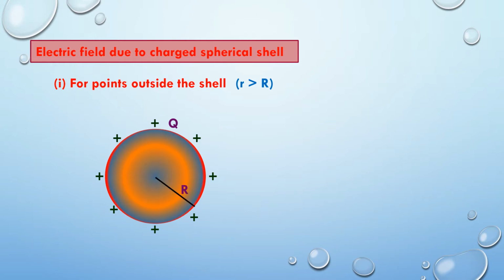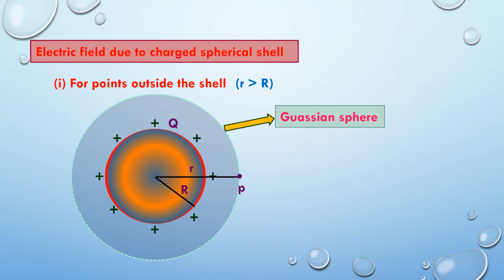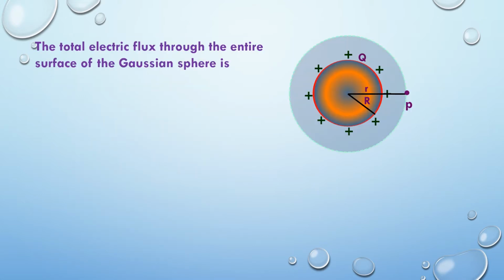So let us consider a shell which is charged, and let Q be the total charge on it, and let capital R be the radius of this shell. Let P be a point which is at a distance small r from the center of the shell. So we'll construct an imaginary sphere around it of radius small r, which should now act as a Gaussian surface for us.